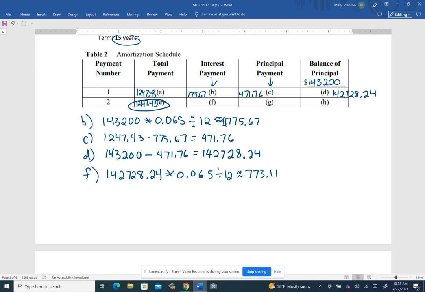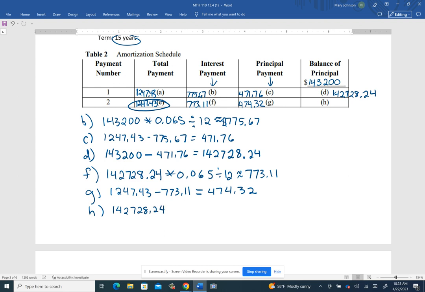Okay. Which means out of that monthly payment, since $773.11 is going towards interest, we could subtract that, and that's going to tell us how much it's going to go towards paying off the balance of the loan. So this time, the interest portion is $773.11, and the principal portion is $474.32.